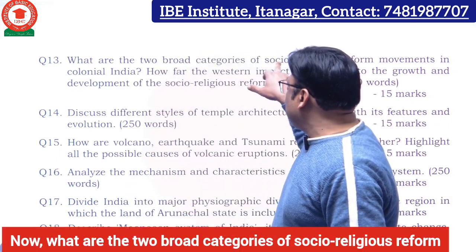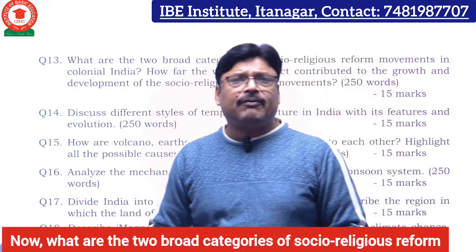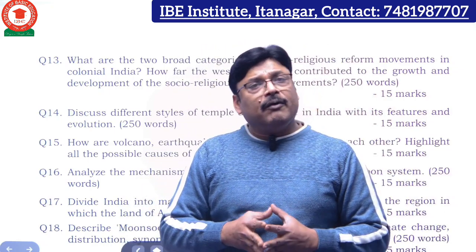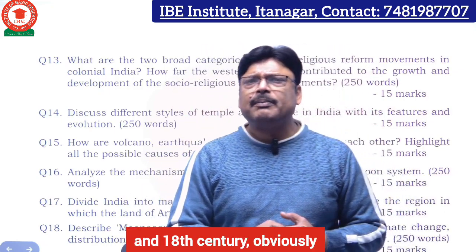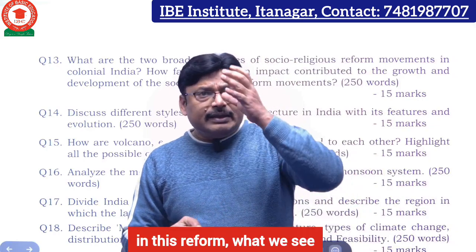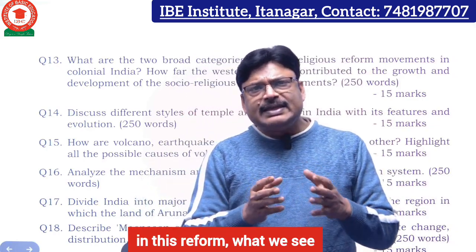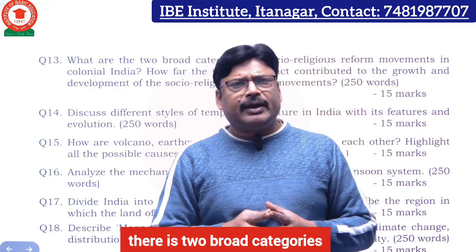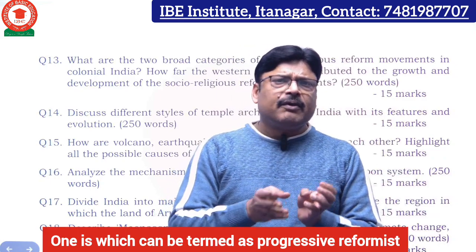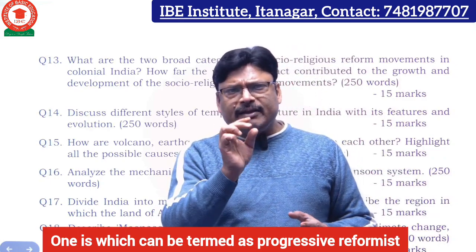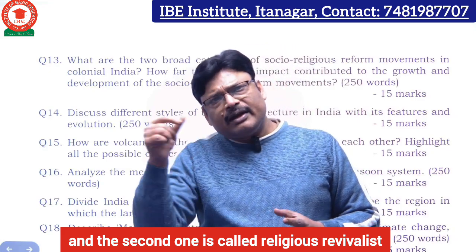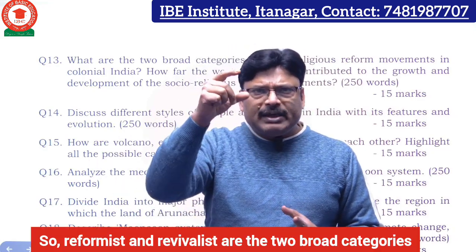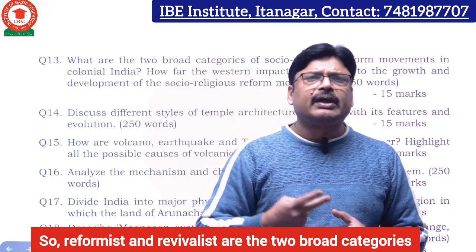What are the two broad categories of socio-religious reform? Socio-religious reform took place in the 19th century, obviously. In this reform, we see two broad categories. One can be termed as progressive reformist, and the second is called religious revivalist. So reformist and revivalist are the two broad categories.